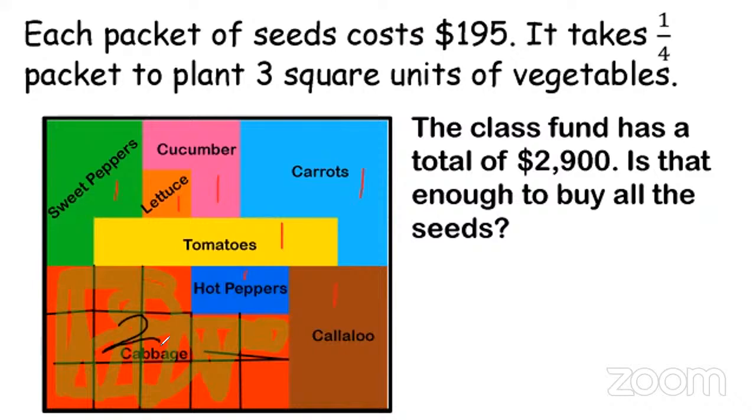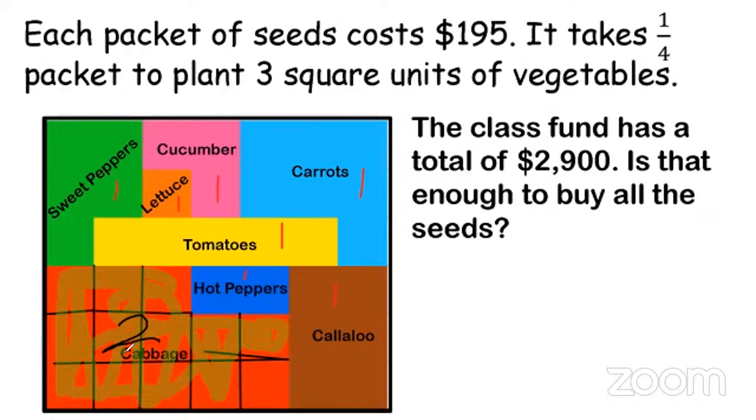Great. So in all, how many packets of seed do we need? Miss, we're going to need 8 packets of seeds. Are we sure? I see 1 for sweet pepper, 1 for lettuce, 1 for cucumber, 1 for carrot, 1 for tomatoes, 1 for hot pepper, 1 for callaloo, and 2 for cabbage. Are we sure we only need 8? No, Miss. We're going to need 9.